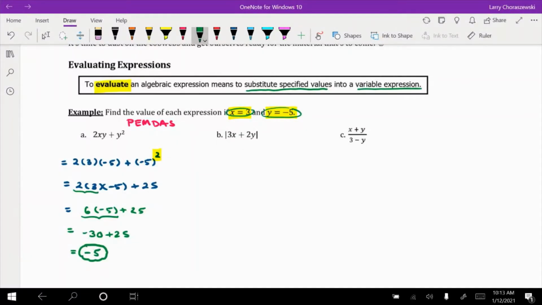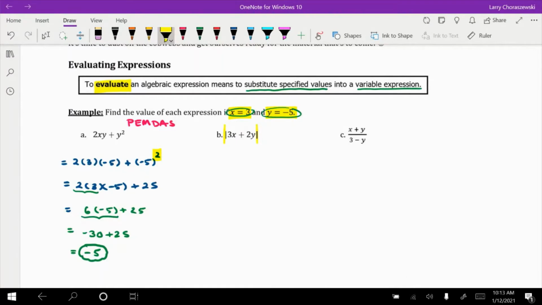So any questions about part A? All right, let's move on to part B. So part B is a little bit different looking, right? We have these vertical bars, and you probably know that those stand for absolute value. And absolute values can kind of be treated like parentheses where, if there's anything going on inside the absolute values, you'll want to go ahead and simplify that all down first, and then you can apply the absolute value operation.